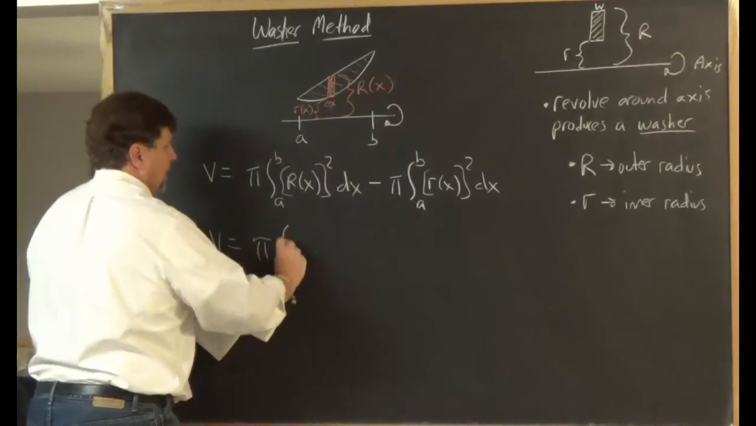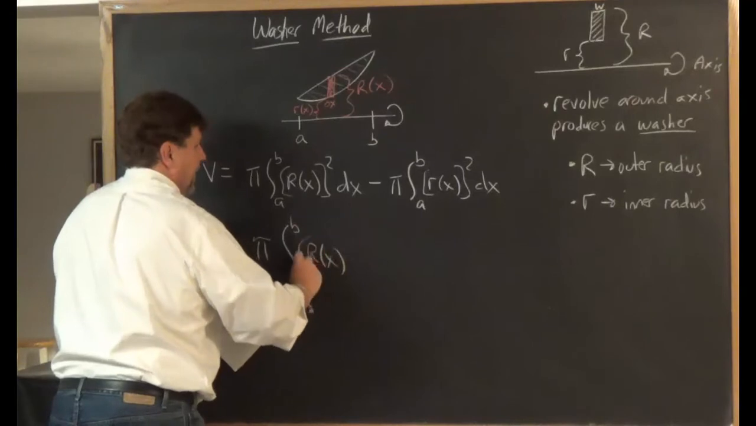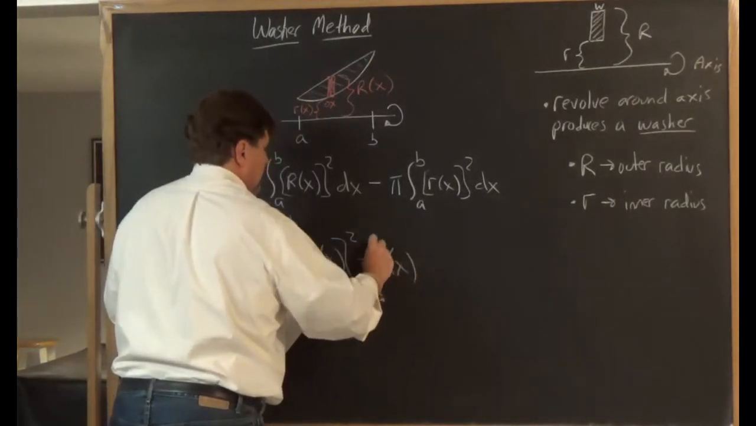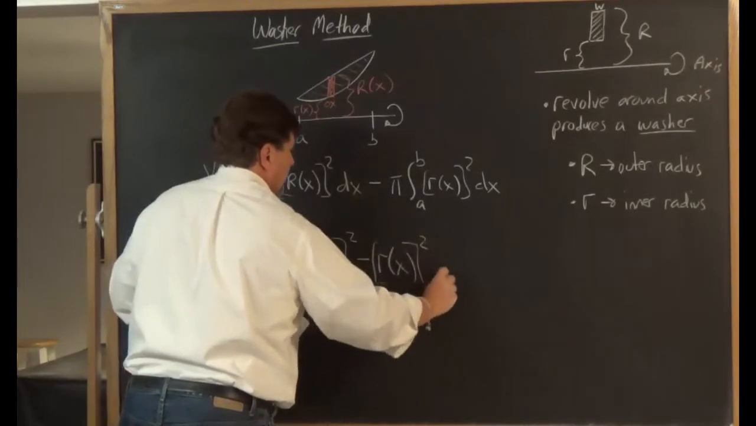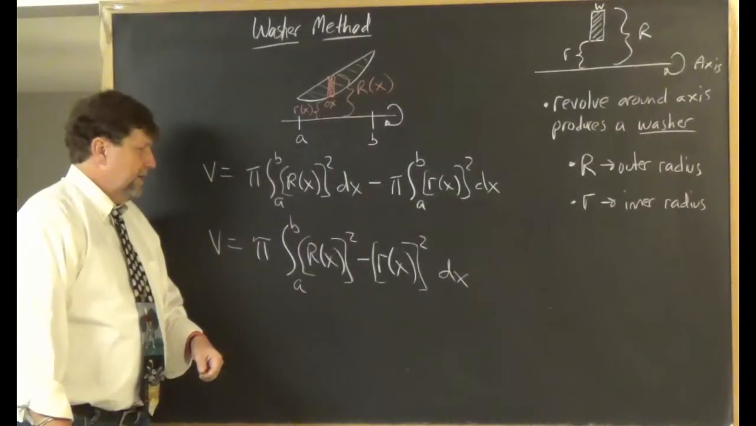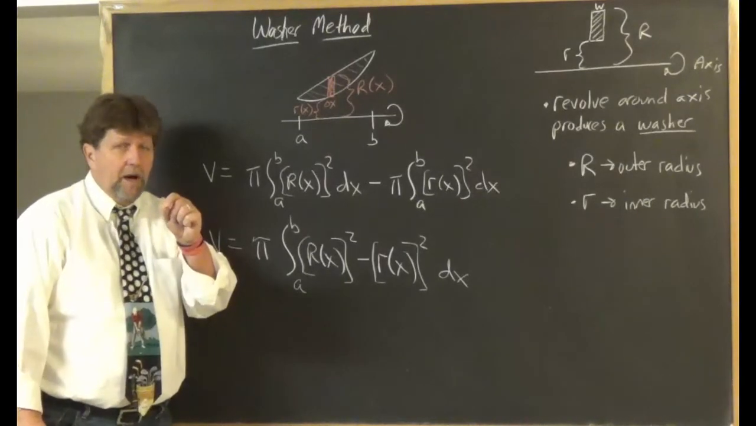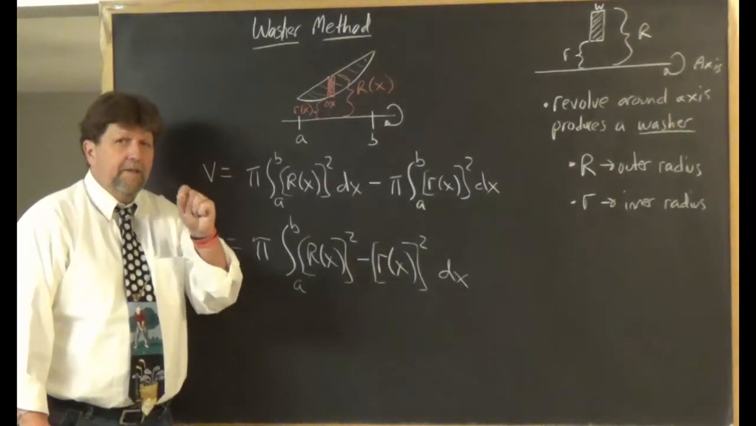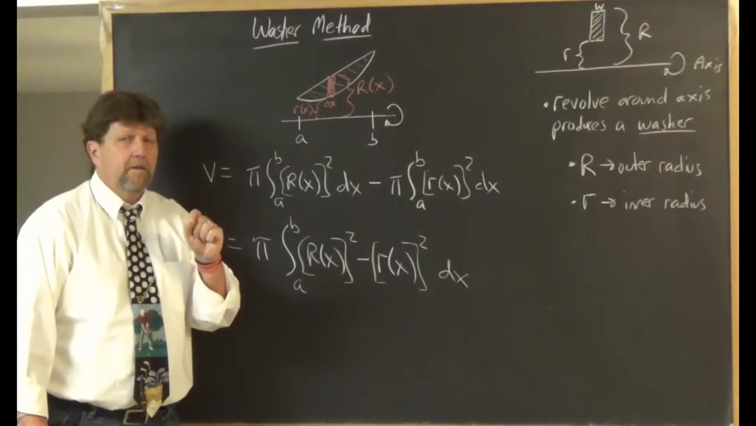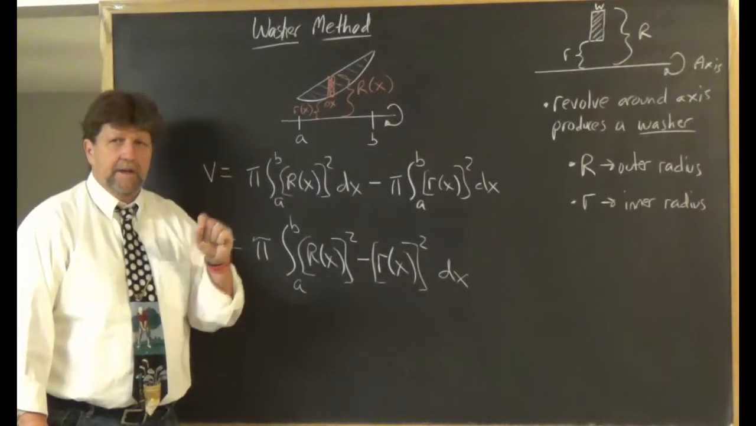So I could write this as just simply one integral using a property of definite integrals. I could write this as pi, the integral from a to b, big R of x, squared, minus little r of x, squared, dx. And this is the washer method. Key thing to notice about the washer method: the representative rectangle is perpendicular to the axis of revolution, but it is not touching the axis of revolution. That's what produces the hole.